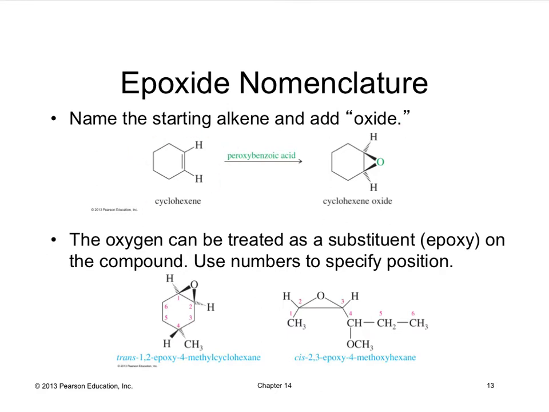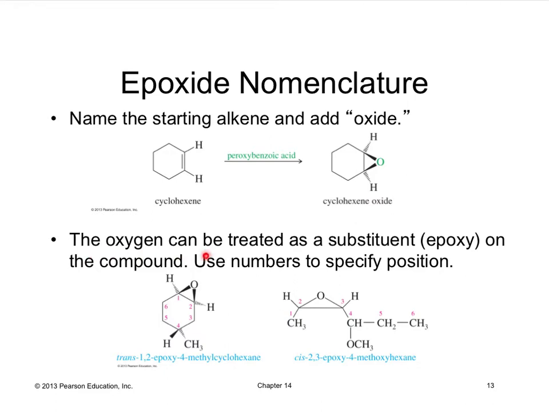So, for example, this would be cyclohexene in the presence of MCPBA, or peroxybenzoic acid. You generate the cyclohexene oxide. So this would be one way of naming epoxides.